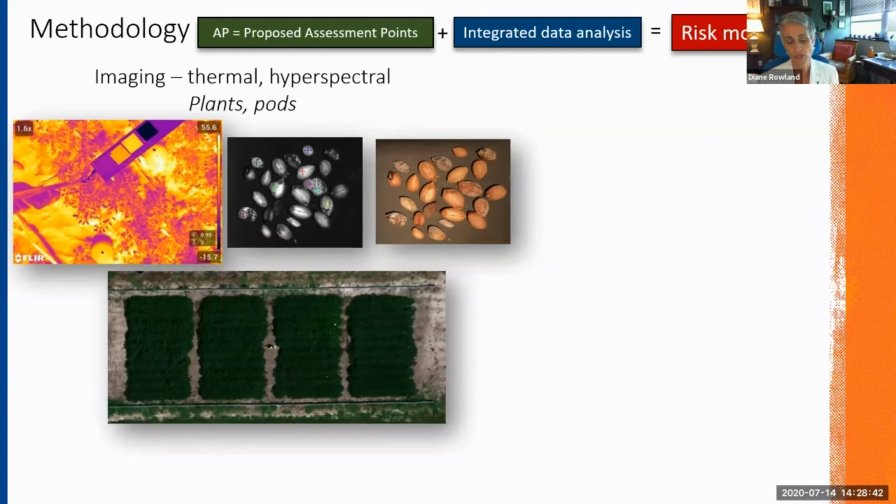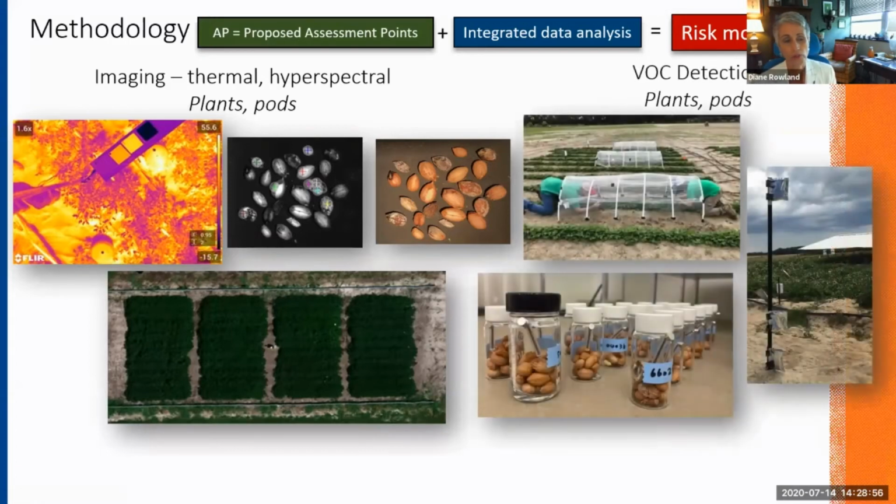So you can see some pictures here in the field where we're looking at thermal or hyperspectral images of the crop itself, and then bringing the imaging processes to pods and to kernels. These are coupled with VOC detection, so volatile organic compound detection, and again on plants and pods. You can see a picture of our team in a very small rainout shelter where we're looking at VOCs that are emitted from a small plot of drought stress plants, to VOCs collected off of a field, and then VOCs collected off of shelled kernels.